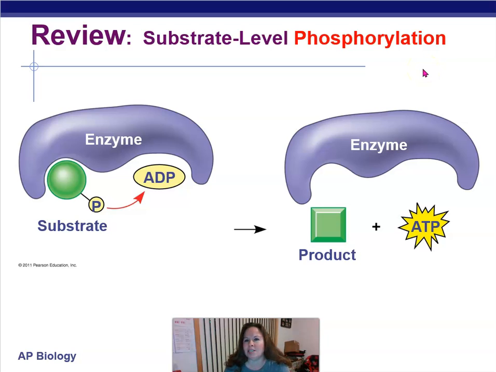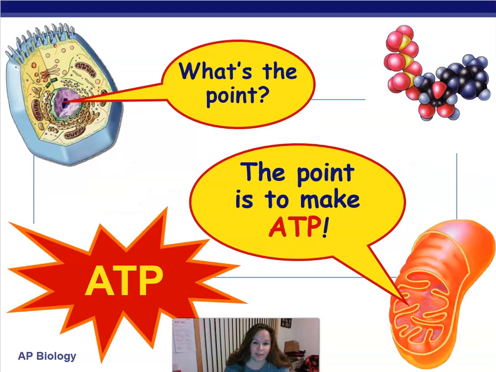Remember, giving a phosphate group away can destabilize a molecule and energize it, make it change shape so that it's ready to do work. And so we need to make ATP so we're always able to have some on hand and do this. Remember, we can't store ATP. It's a very unstable molecule. So what's the point? The point is to make ATP.